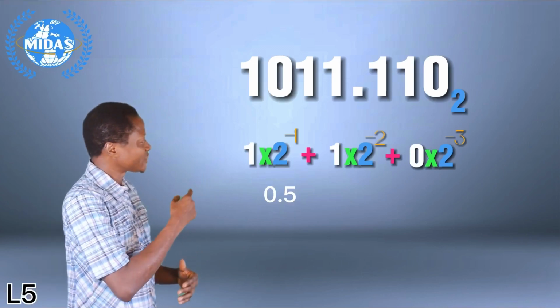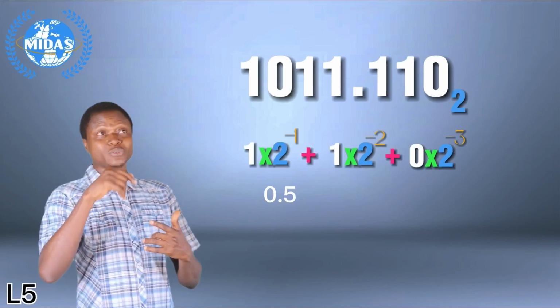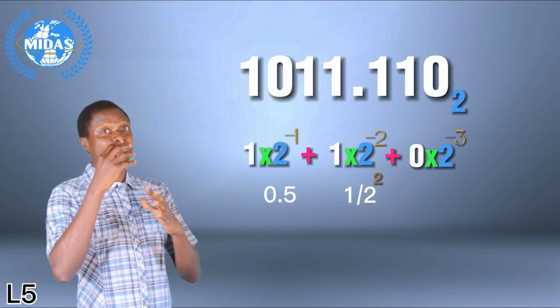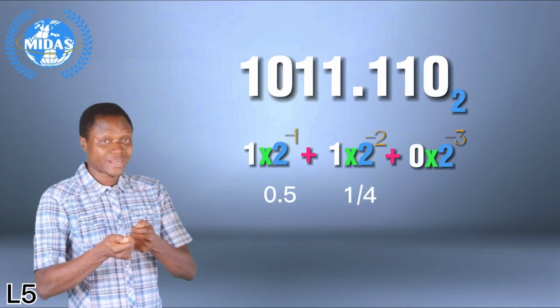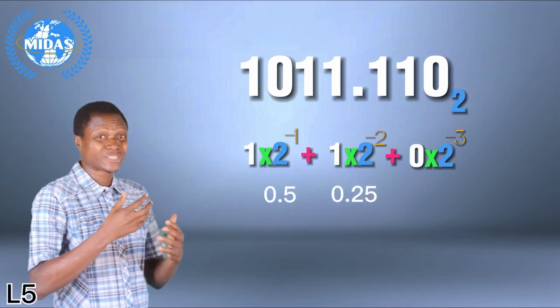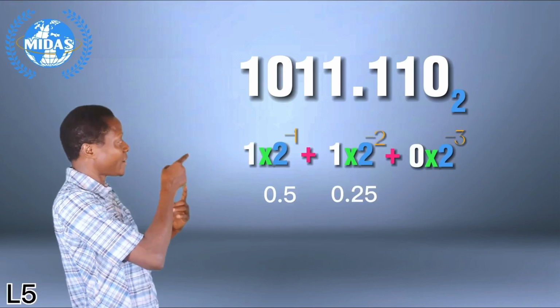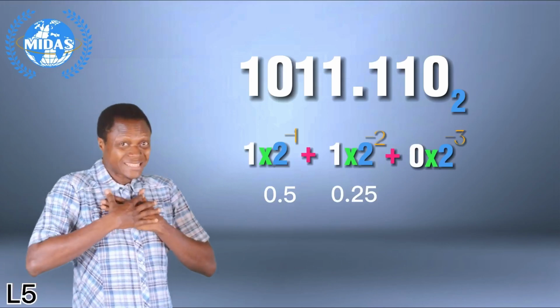Then plus 2 raised to the power of -2 times 1. Now remember, 2 raised to the power of -2 is the same thing as 1 over 2 raised to the power of 2. And 2 raised to the power of 2 is 4. 1 over 4, if you use your calculator, is going to give you 0.25. So you have 0.25 times 1, which is going to give you 0.25. Anything times 1 is itself.